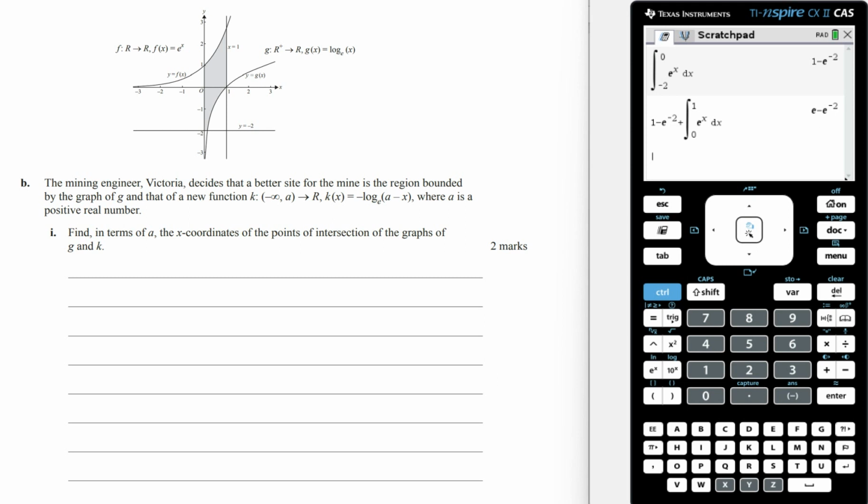Hey guys, in this video I'm going to show you how to answer the Maths Methods Sample Exam 2 Extended Response Question 4 Parts B and C. This question is testing your understanding of log functions.